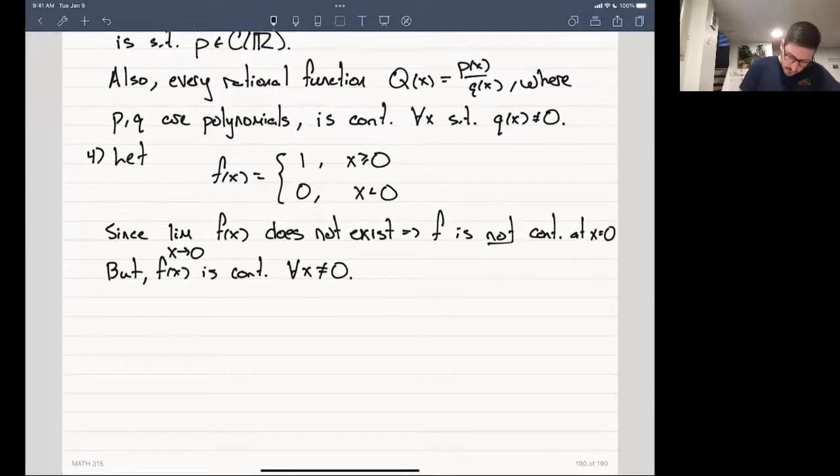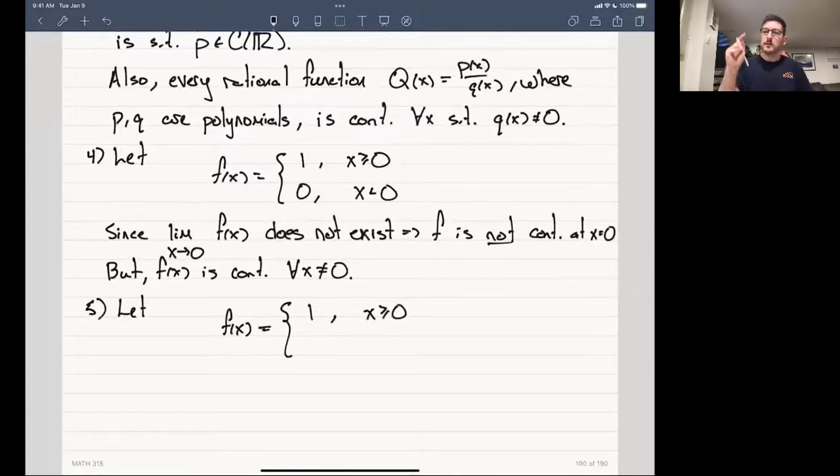Okay, let's look at another one. This one's kind of fun. Let f of x equal 1 if x is greater than or equal to 0. So on all the positive numbers, this returns the constant function 1, and 0 if x is equal to -1. Now the question is, is f continuous? Where is it continuous? Well, again, f is continuous for all x greater than or equal to 0, because it's just a constant function.